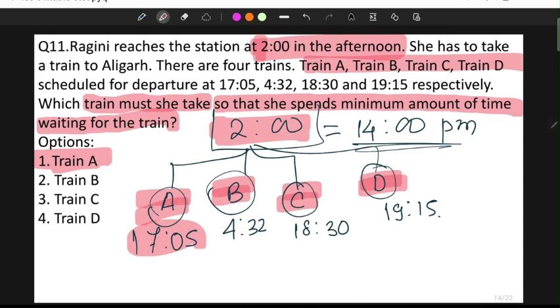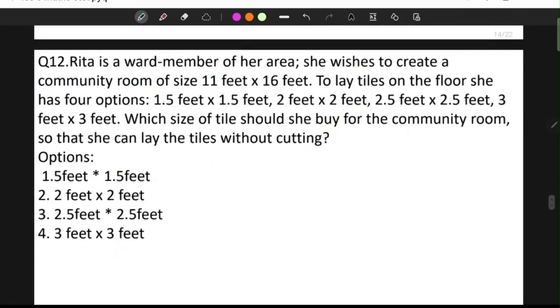If we look at the other options, that is 4:32. 4:32 is actually before 14 p.m., so this can't be the answer. 18:30 is more than 17:05, and 19:15 is also more than this. So these cannot be the options. This is the correct answer. Moving on to the next question.